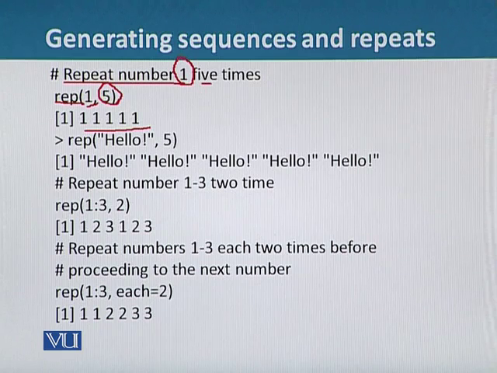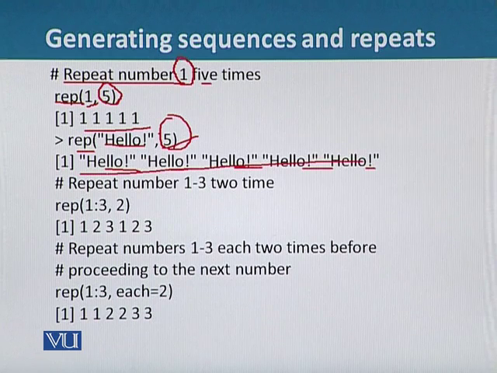Similarly, if we want to repeat some text, we will use the command rep. Then we write the first argument, which is to be repeated, and the second argument, how many times it is to be repeated. So this word hello is repeated 5 times, and we will get the answer. Another type of repetition we can also do.